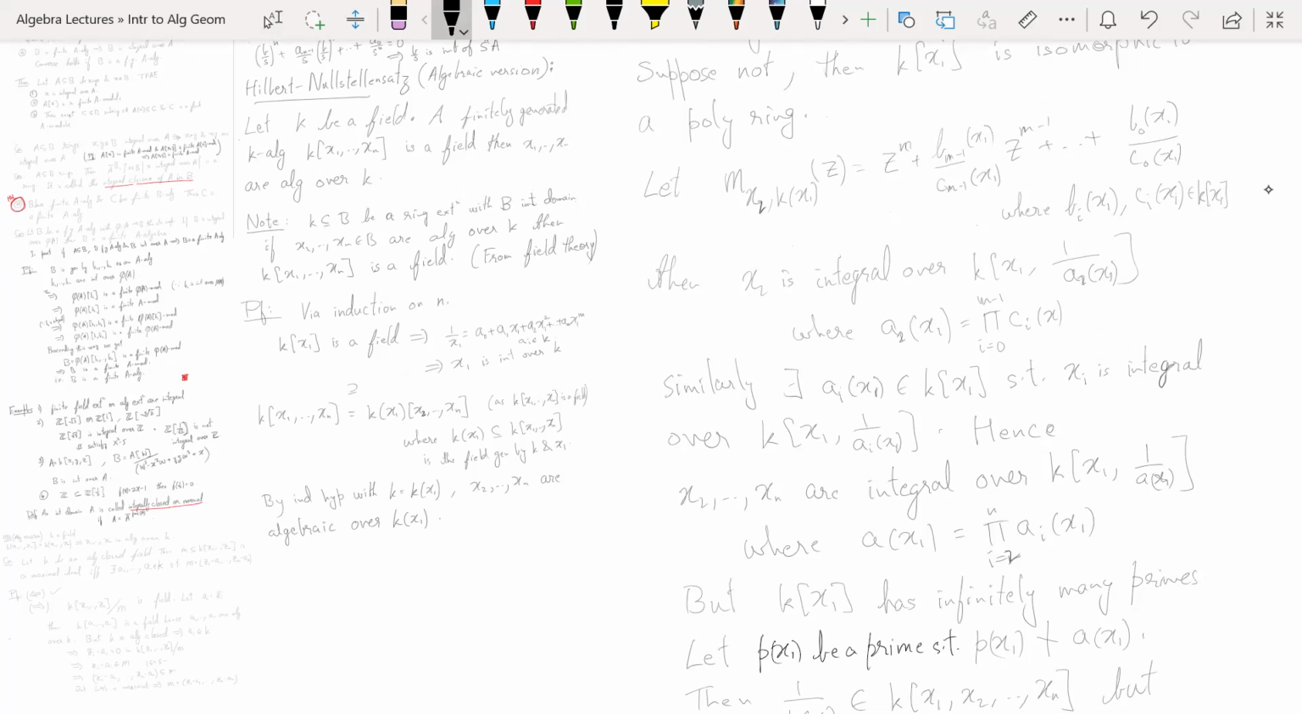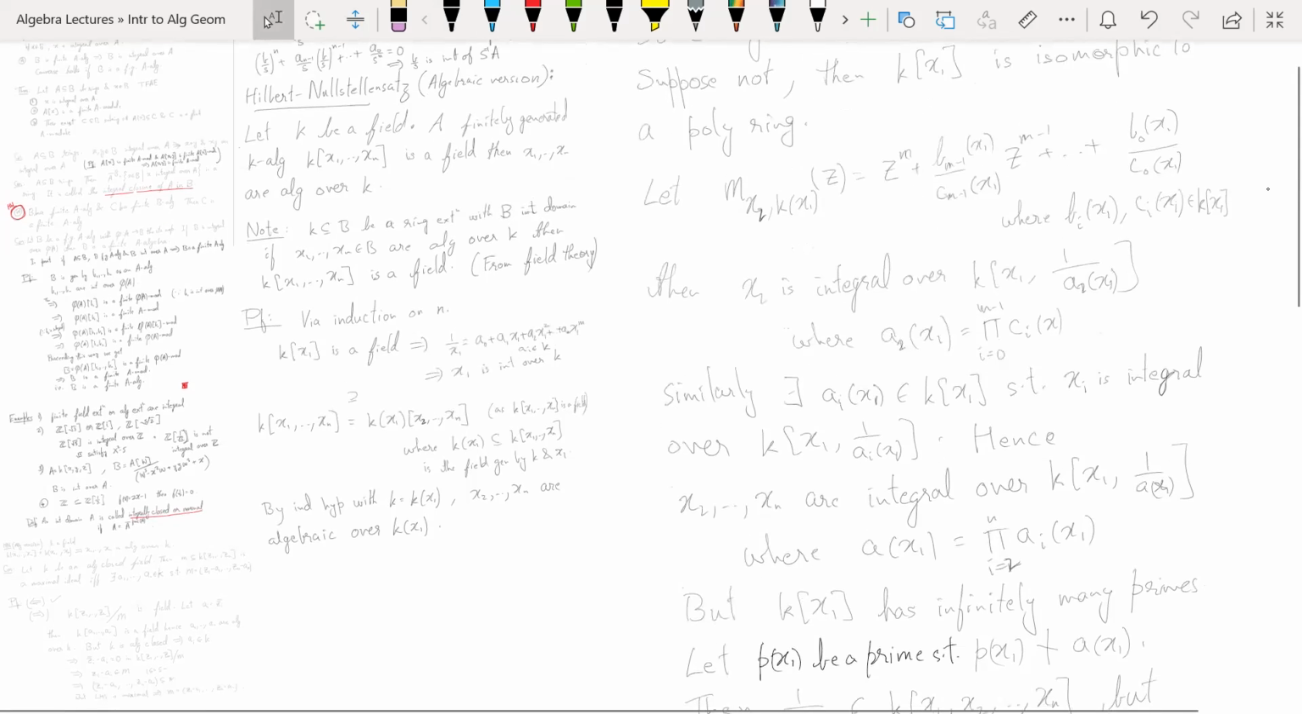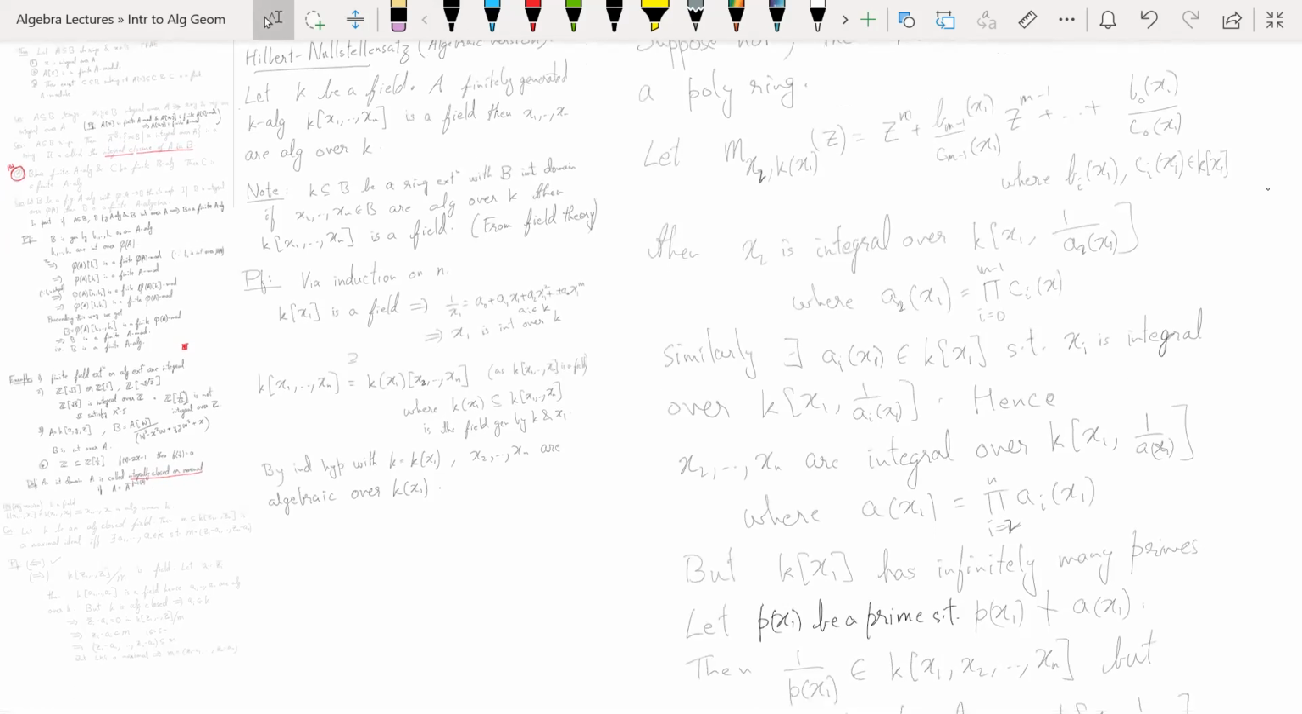So just by inverting one element, you can make all these things integral over this ring. From being algebraic over k(x1), we got that these are integral over k[x1] adjoined 1 over some polynomial. That is what this minimal polynomial was for. But as I said, k[x1] has infinitely many primes, prime elements, which I hope you know.